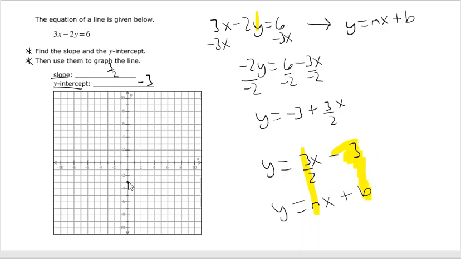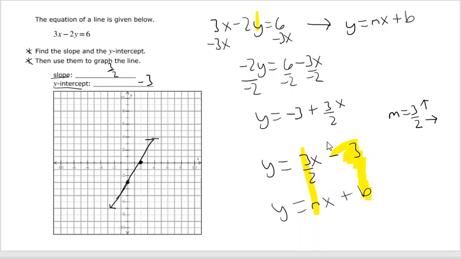So we plot the y-intercept of negative 3 first, and then from there we go up 3, 1, 2, 3, to the right 2. Okay, remember your slope is always a fraction of the rise over the run. So we have to move up 3, to the right 2. The top number of your slope always tells you how many move up or down, and the bottom number tells you how many move to the right or to the left. And from there, once you have your 2 points, you can graph your line.